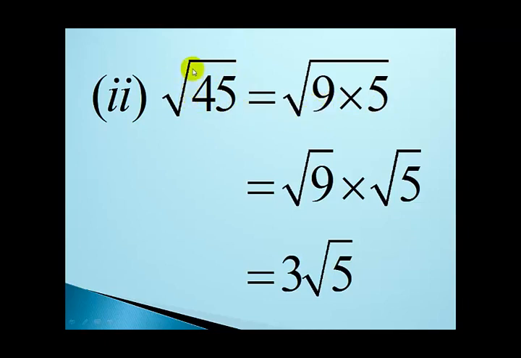Now, the square root of 45 is equal to the square root of 9 times 5. And the square root of 9 times 5 can also be expressed as the square root of 9 times the square root of 5. Now when we take the square root of 9, the answer is 3. So we have 3 times the square root of 5, and that is 3 root 5. This means that the square root of 45 is equal to 3 root 5.